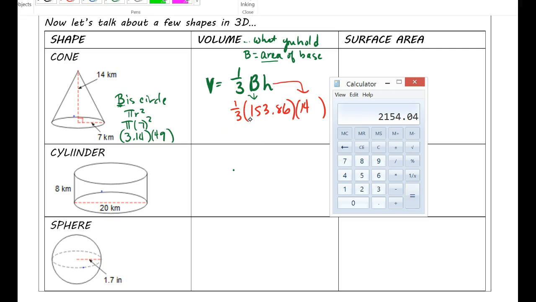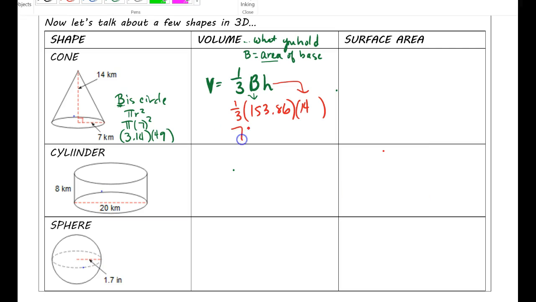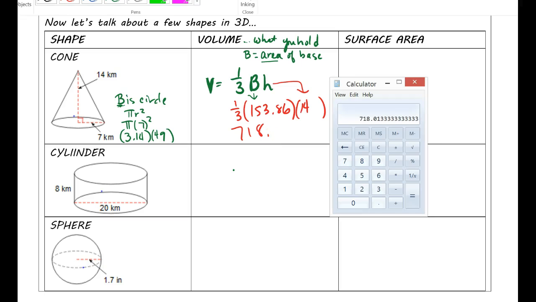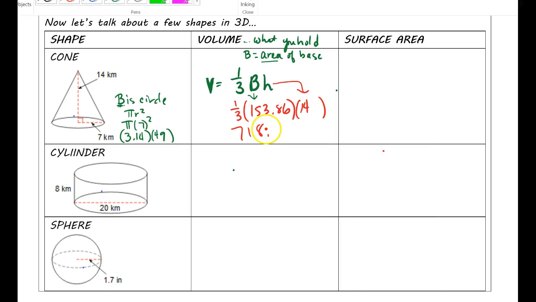So how do you times it by 1/3? Times 1 divided by 3. 1/3 is just 1 divided by 3, guys. And so I'm getting 718 point something. What was that? 0.013. So this is my volume.